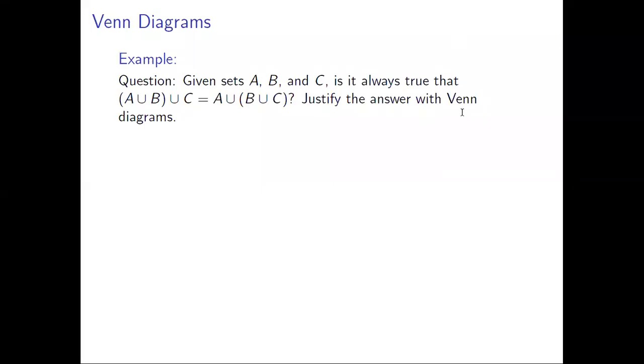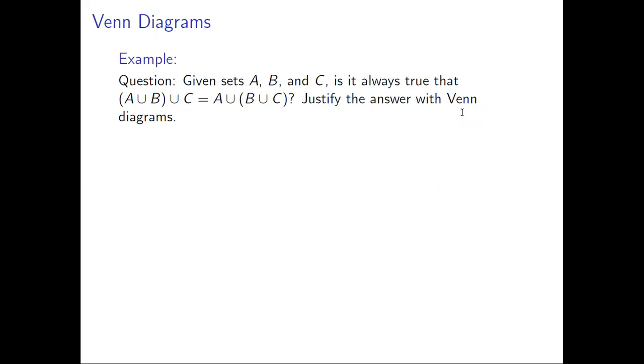So those diagrams that we used to show the different set operations, those are called Venn diagrams. And now we're going to see some more complicated examples of Venn diagrams and using Venn diagrams to justify some ideas about some of the set operations. So here we start with a question.